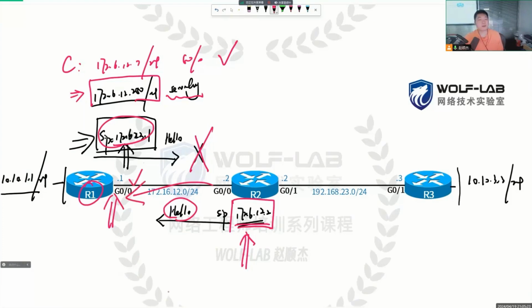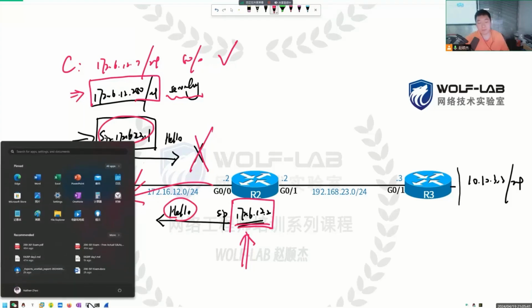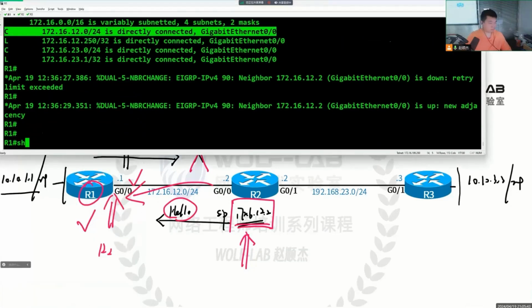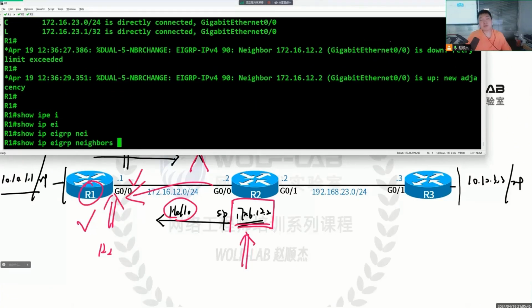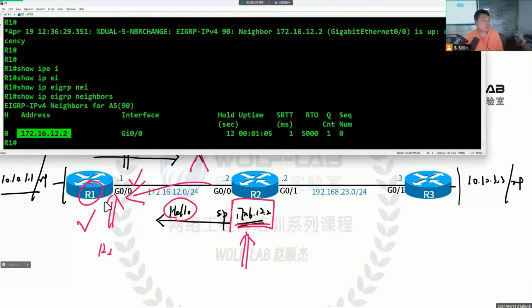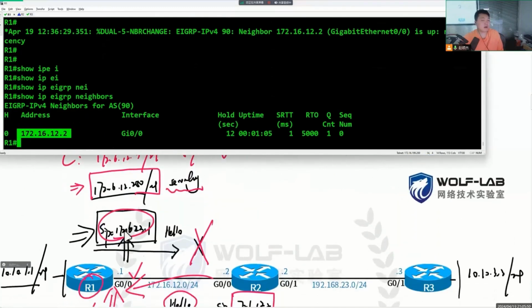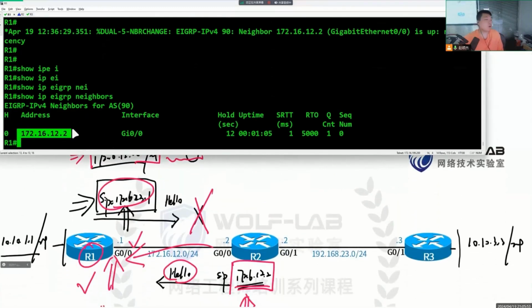R1 sees that 172.16.12.2 is a device on my direct link, sending me the hello packet. It can be accessed, so R1 can receive the hello packet sent by R2. The problem comes: the hello packet R1 sent to R2 is not received, but the hello packet R2 sent to R1 is received. R1 thinks R2 is my neighbor. R2 doesn't think R1 is its neighbor. A unilateral neighbor situation has occurred. Students, this is a unilateral neighbor.